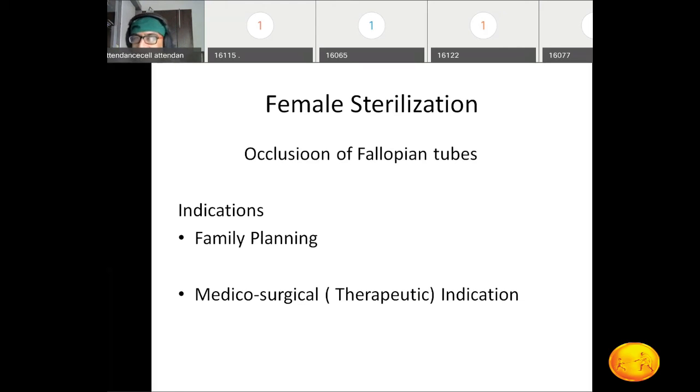Hydrosalpinx means collection of fluid inside the fallopian tube, right? And so if we offer her IVF, still a few of them don't succeed, because the fluid from that hydrosalpinx is hostile for the pregnancy. And so that fluid should not enter the uterine cavity. Right? That's why we ligate the fallopian tubes before the IVF.